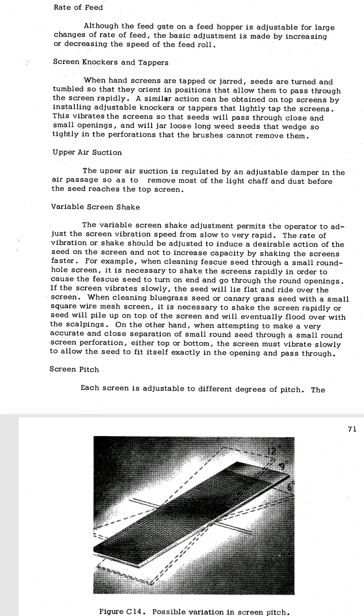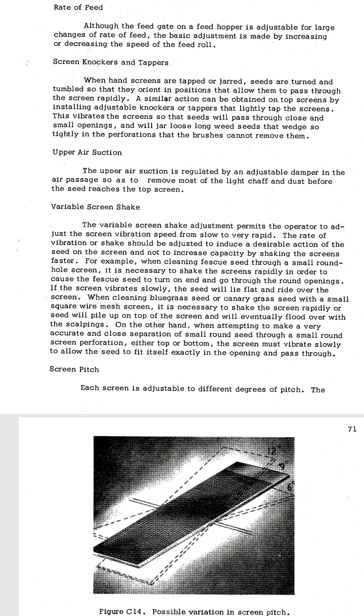Although the feed gate on a feed hopper is adjustable for large changes of rate of feed, the basic adjustment is made by increasing or decreasing the speed of the feed roll. The third adjustment is screen knockers and tappers, meaning the position of screen knockers and tappers. When the screens are tapped or jarred, seeds are turned and tumbled so that they orient in a position that allows them to pass through the screens rapidly. A similar action can be obtained on top screens by installing adjustable knockers or tappers that lightly tap the screens. These vibrate the screens so that the seeds will pass through the close and small openings, and will jar loose long, weird seeds that wedge so tightly in the perforations that the brushes cannot remove them.